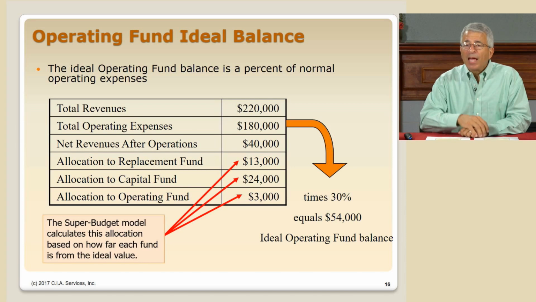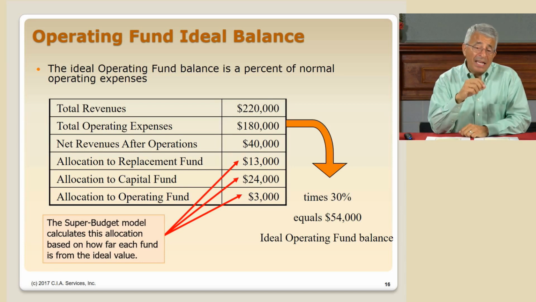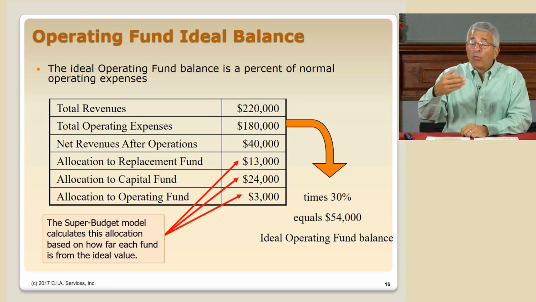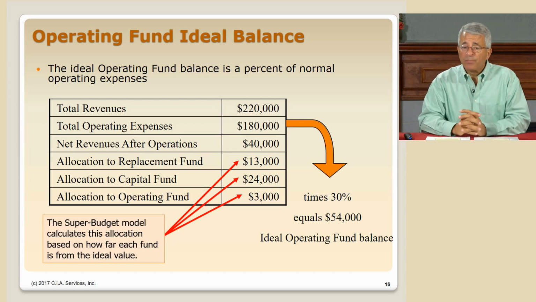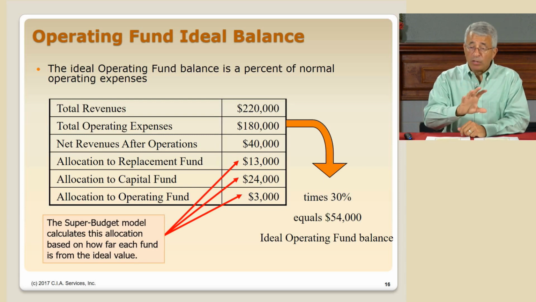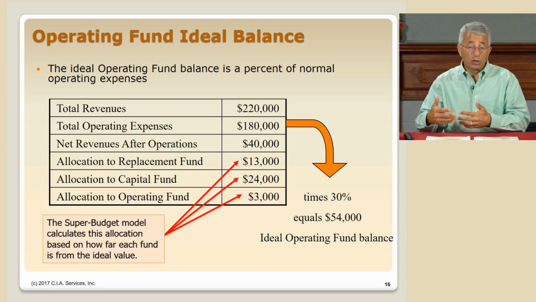If we had $220,000 of revenues and $180,000 of expenses, that left $40,000 left over. What in the world do we do with that? What do we do with that net revenue or net income after we've done all of our normal operations? Under the super budget model, whatever is left over, and we intentionally know what is going to be left over, it's an important part of the calculation, is allocated among whatever funds we have: our replacement fund, capital fund, operating fund, and maybe some special purpose funds.